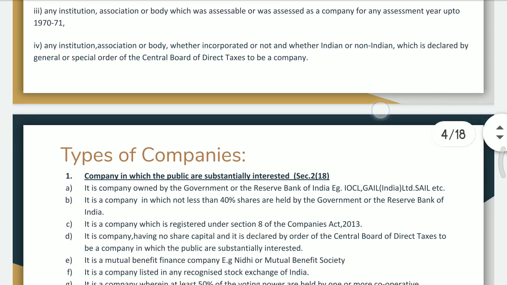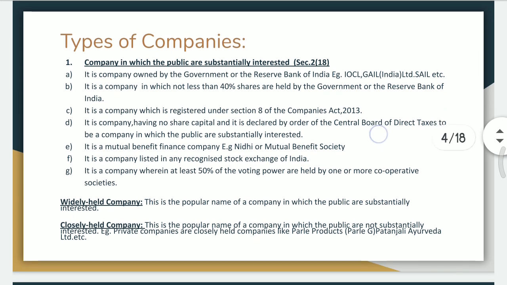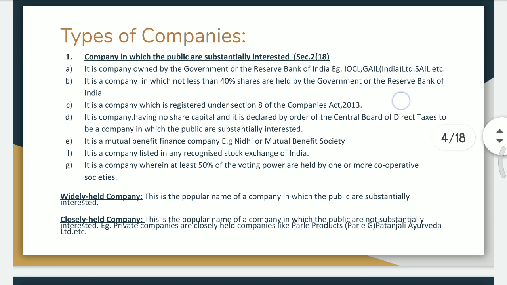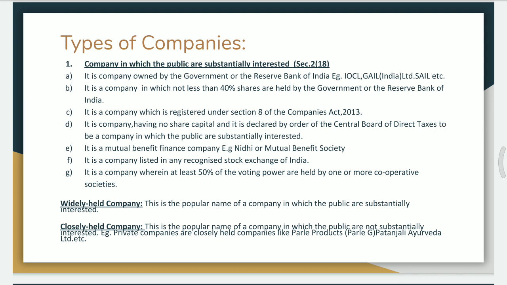Types of companies. There are various types of companies as per the Income Tax Act. We will see those companies. First is a company in which the public are substantially interested. It means it is a company owned by the government or RBI. Examples of companies in which the public are substantially interested are Indian Oil Corporation Limited, GAIL India Limited, SAIL India Limited. These are companies established by the government of India.